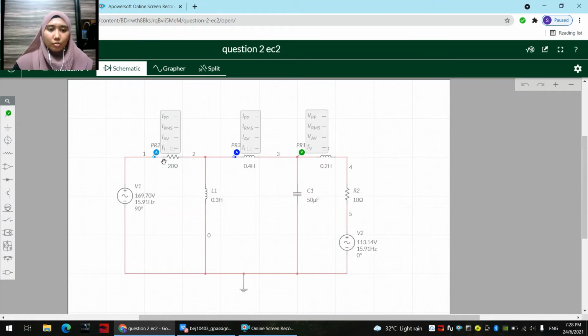For the first current probe, we want to get the I1, and for this other current probe we want to get the value for I2, and this one we want to get the value for V0. And then we simulate the circuit.